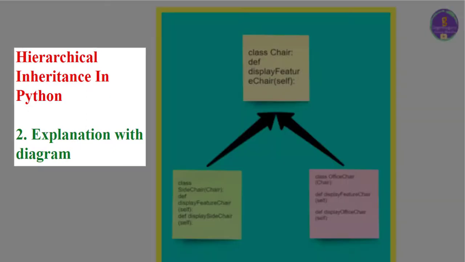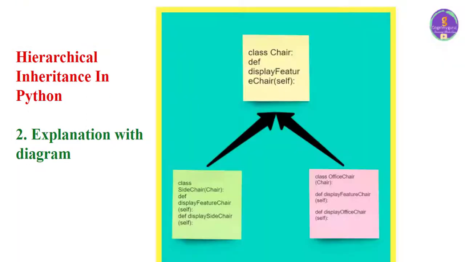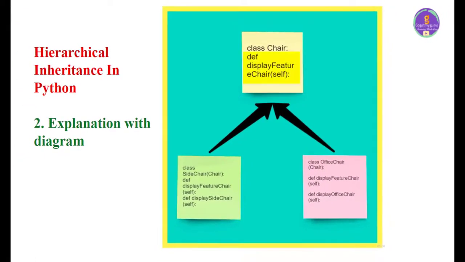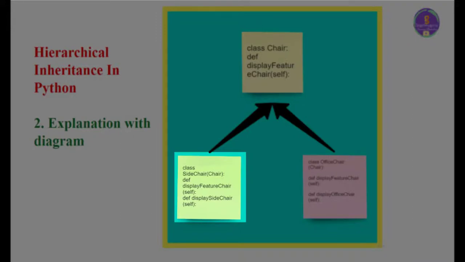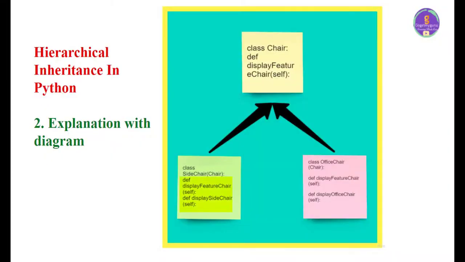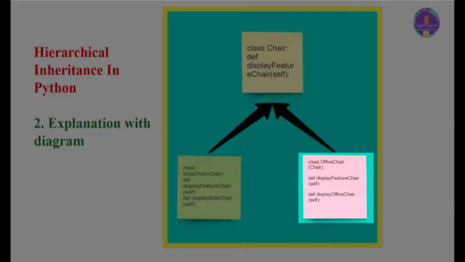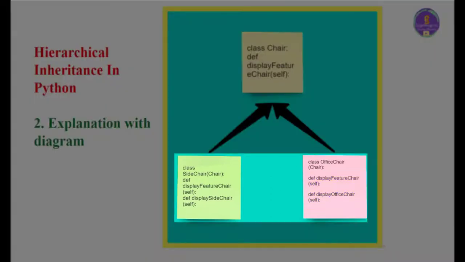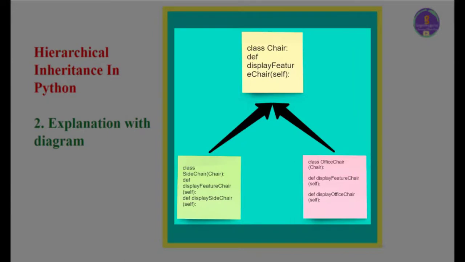Then the second one is the explanation with a diagram for hierarchical inheritance. In this diagram, class chair is the base class with the method def display feature chair method. A class which is derived from the base class is class side chair, with the method def display side chair. One more class derived from the base class is class office chair, with the method def display office chair method. Here side chair and office chair are derived from a common chair class.